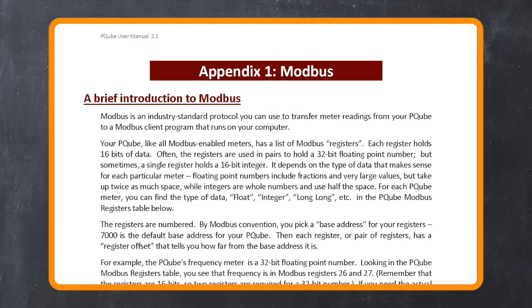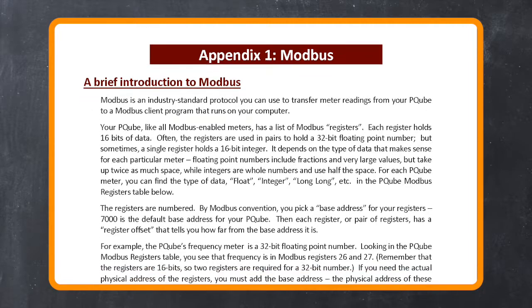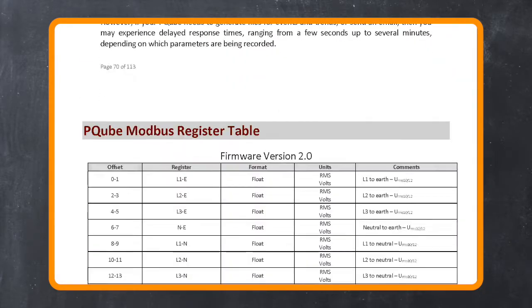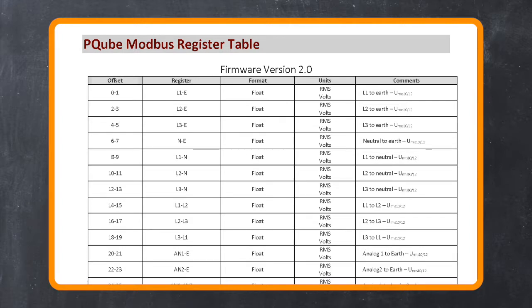For my PQube device, I'll check the manual to find the addresses of some values I want to view and clear from my mobile device. The manual shows 7000 as the default base address for the PQube. The first tag value I want to monitor is the AC voltage of L1. That's at offset 8, so the address will be 7008, and it's a float. I'll make note of the other values I want to monitor and control too.